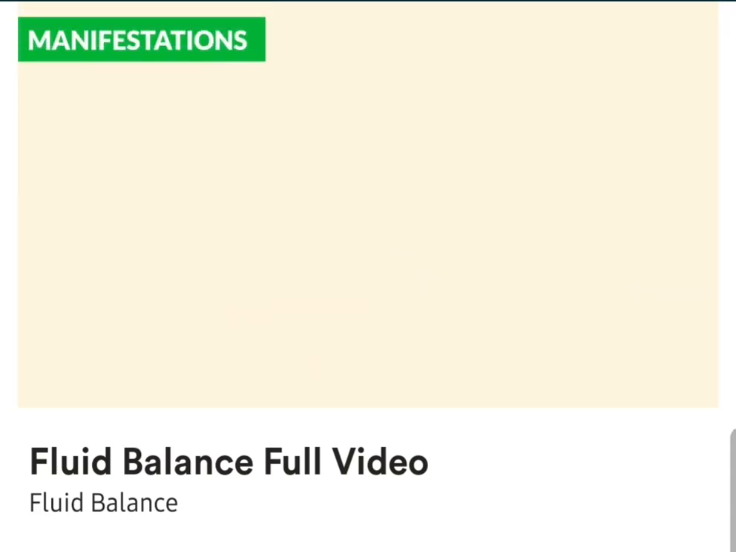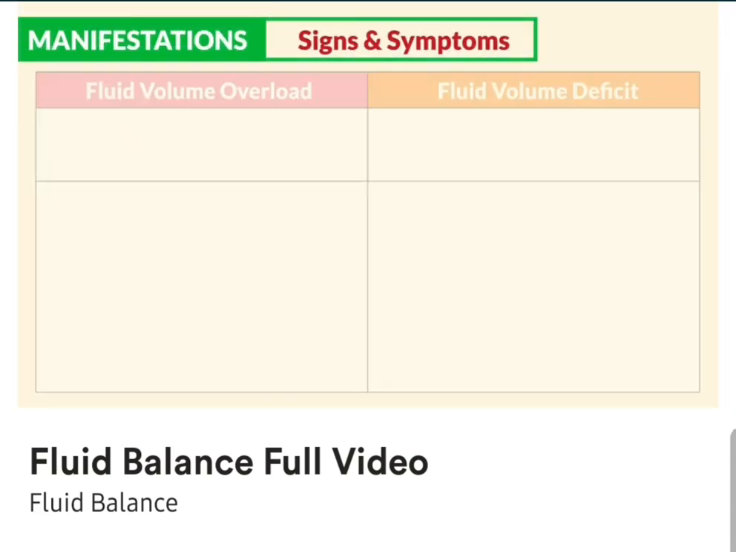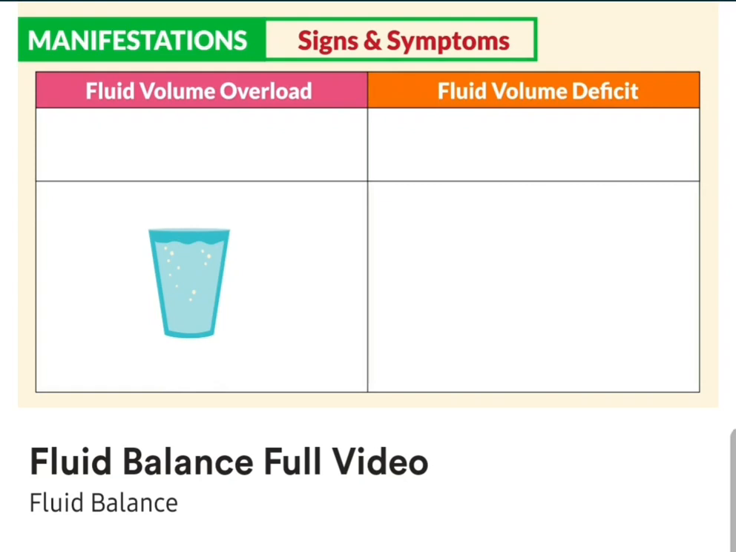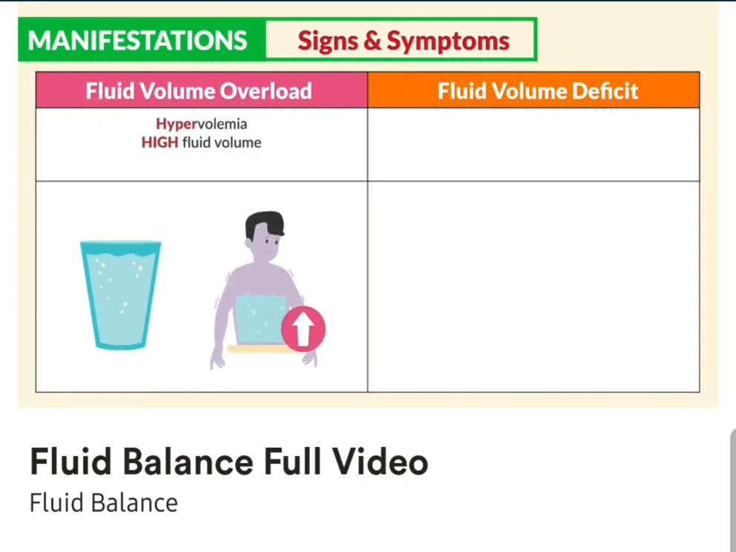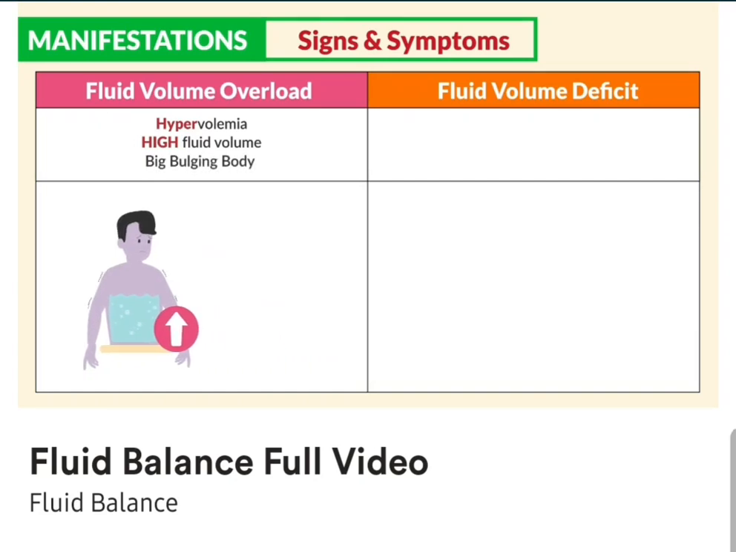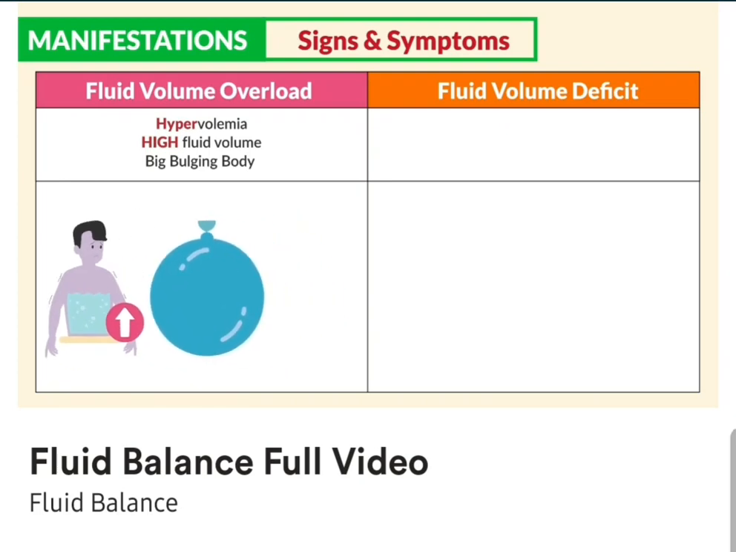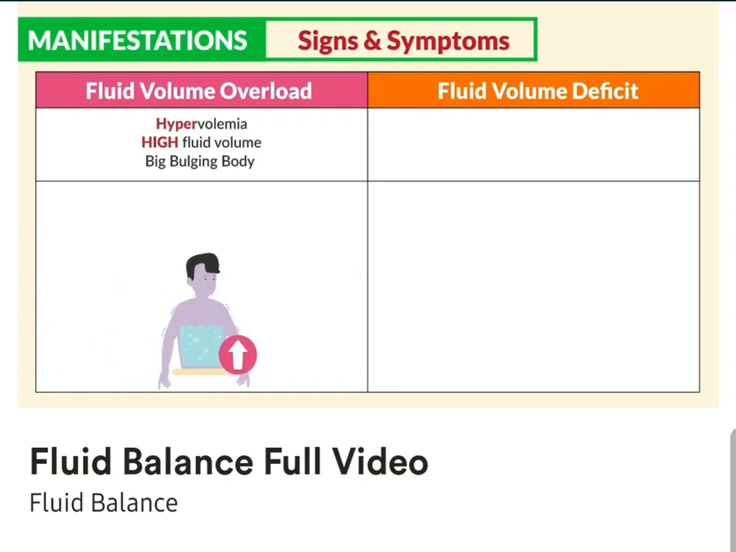Now moving on to manifestations or signs and symptoms. Starting with fluid volume overload, also called hypervolemia. We see high fluid volume, like a big bulging body here. So just imagine a big water balloon filled to the max, right about to burst. Naturally, everything's going to be big and bulging, like a big old grape. So just think the body will present big and bulging with big fluid volume.